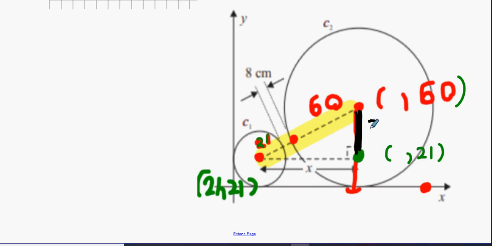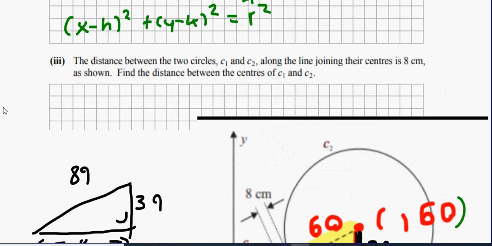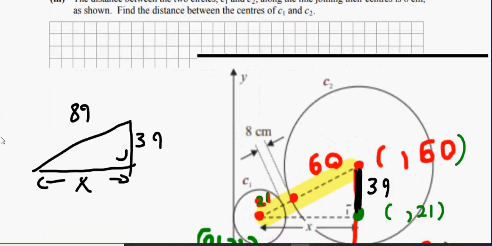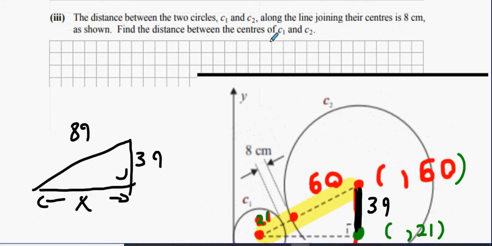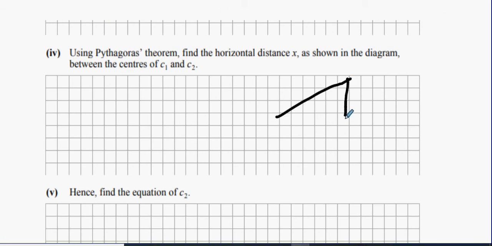So what would that make the distance from here to here? 60 minus 21, which is 39. So now we know this is 39. We calculated this to be what earlier? 60 plus 21 plus 8, which is 89. And now we can find out what the value of x is using Pythagoras' theorem. There we go, finally. We were way too far ahead of ourselves. So that's 39, 89, and x. Is that okay with you guys?